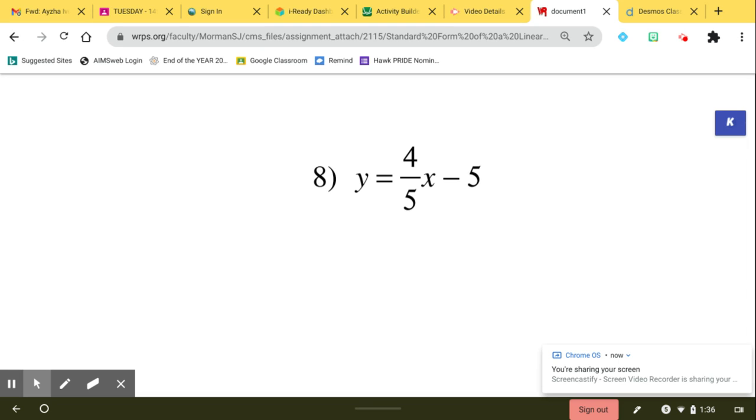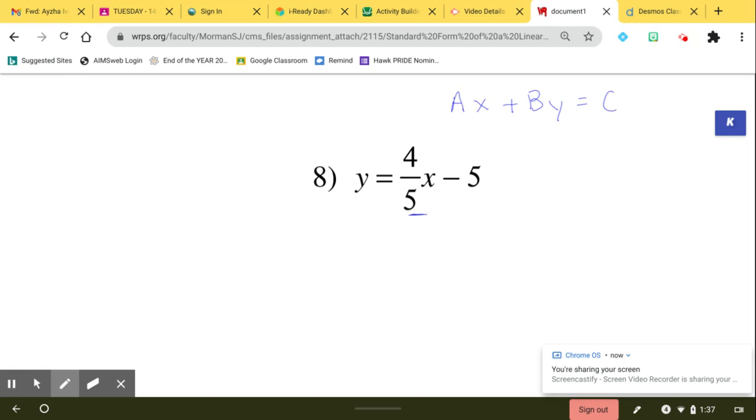All right, so here we have an equation in slope-intercept form, y equals mx plus b, and we want to get it into standard form, which again, just as a reminder, is ax plus by equal to c, where a is greater than 0, and a, b, and c are all integers.